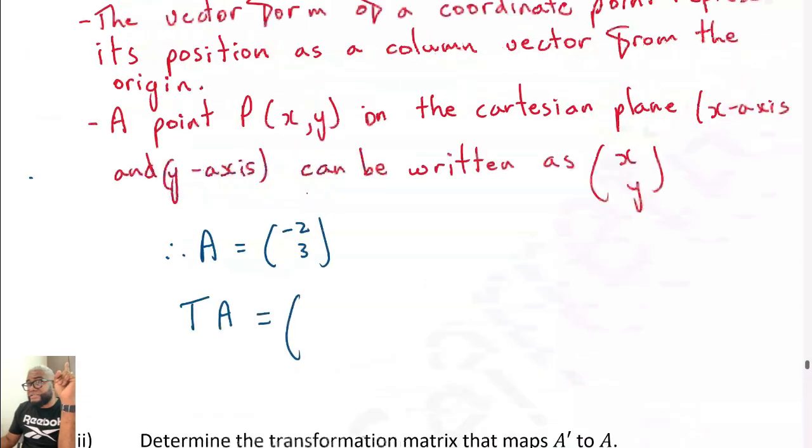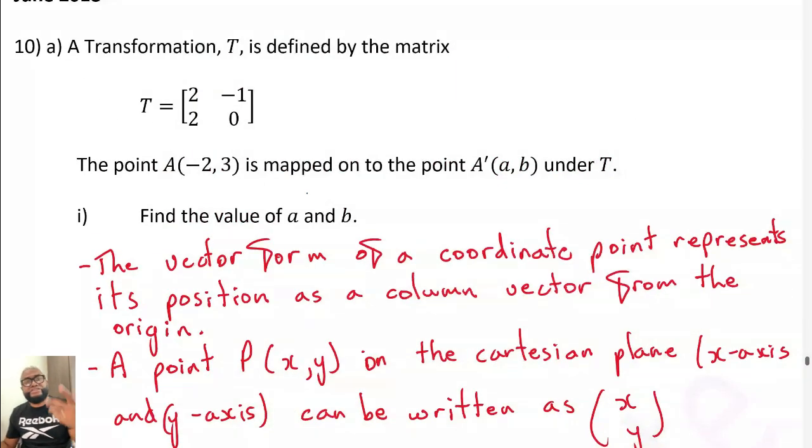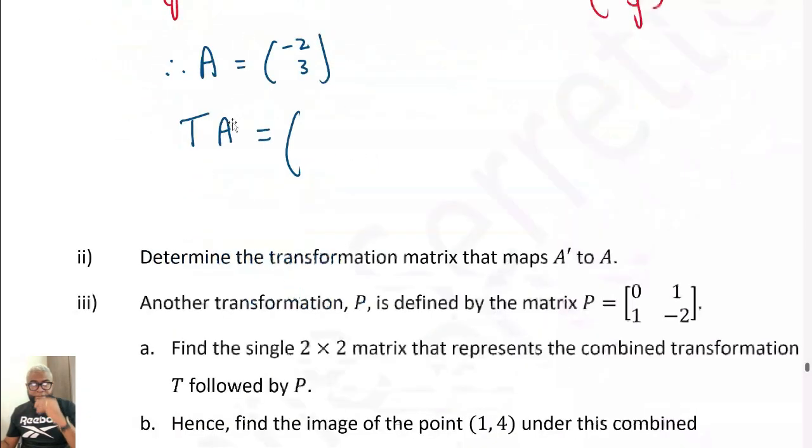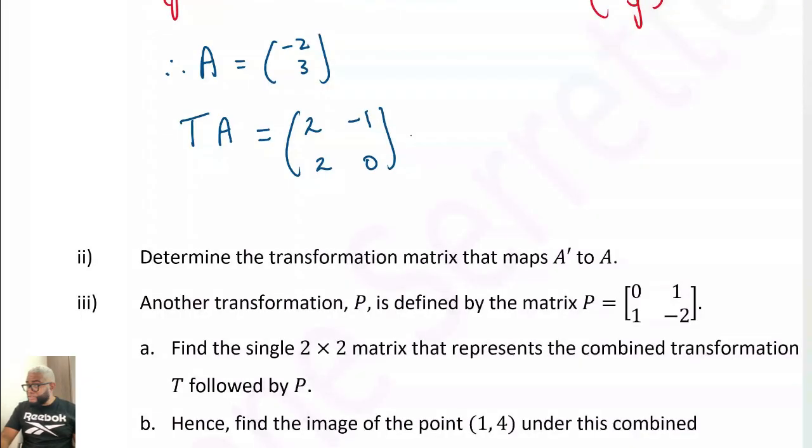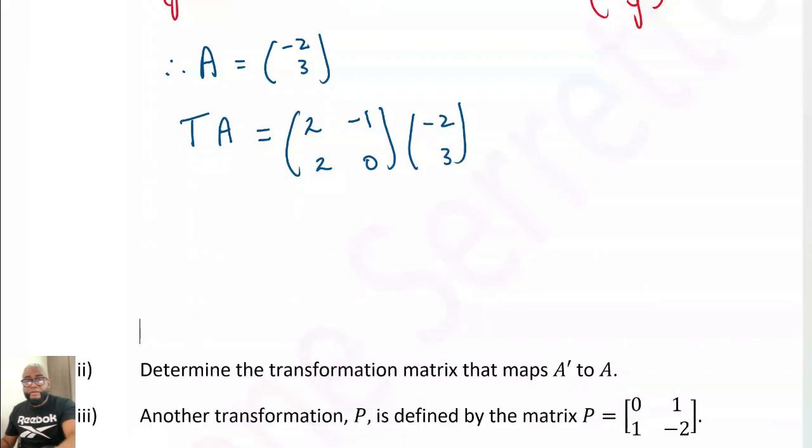So I'm going to write down what the transformation matrix is. The transformation matrix is the matrix that's going to change the coordinates, right? So there'll be 2, -1, 2, and 0. That's my transformation matrix. And A would simply be -2 and 3. So you apply a transformation matrix to your coordinate to get a new point, which is A prime.